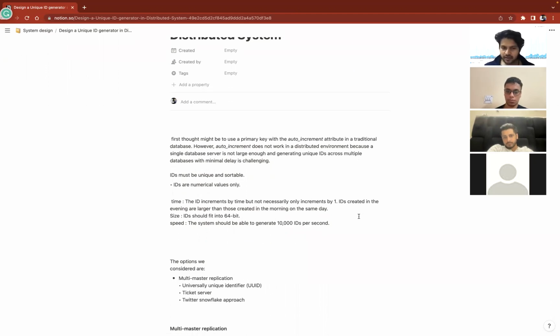Some of the characteristics for a unique ID are that it must be unique, correct? And it must be sortable also. Remember, there has to be some conscious thought to it so that we can sort it out and make some sense from the ID. That is first.